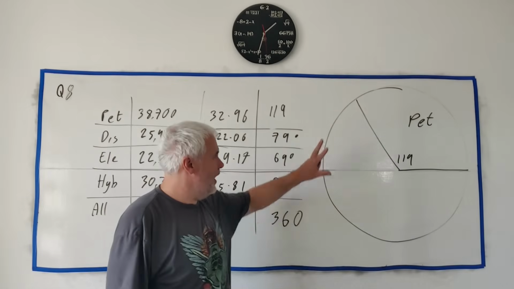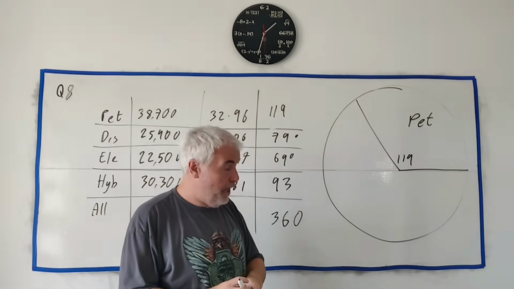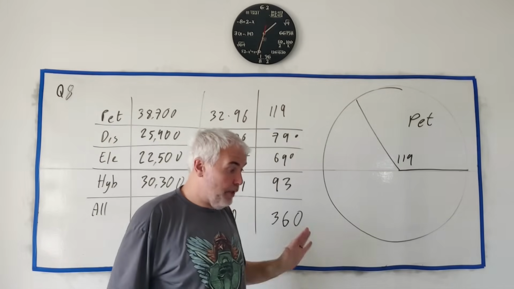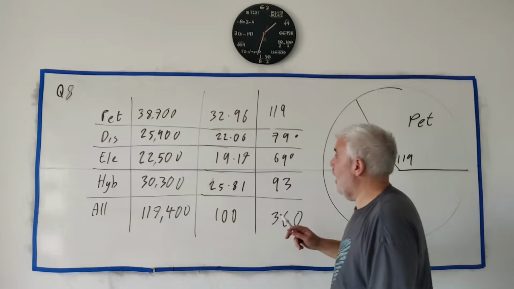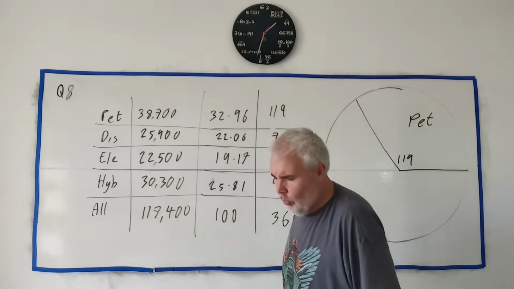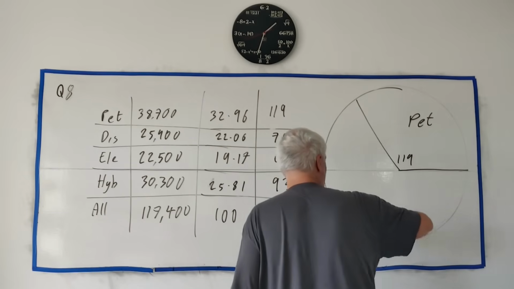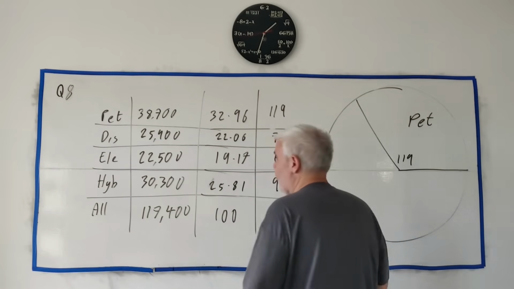Right, in part 2, they've given us the start of a pie chart. They've put in petrol, they've put in 119 degrees. They want you to put the rest in. You can put them in any order you want really, but I'll just go standard as the list has been, and I'll go around this way, although you could go that way.